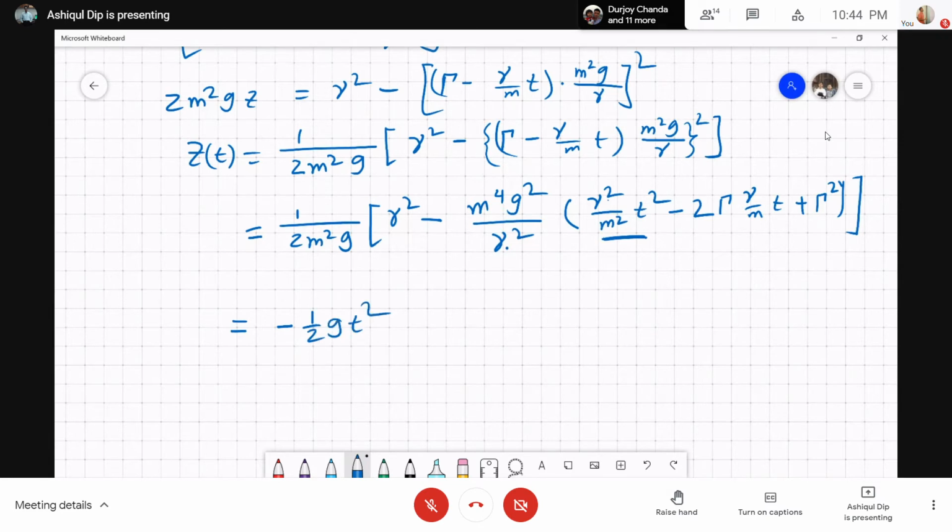Do you see it? For the first term, you get negative half gt squared. Then negative, is it negative or positive? It's positive because you have a minus sign here. So it's positive. The two will cancel each other, and there will be an m term.